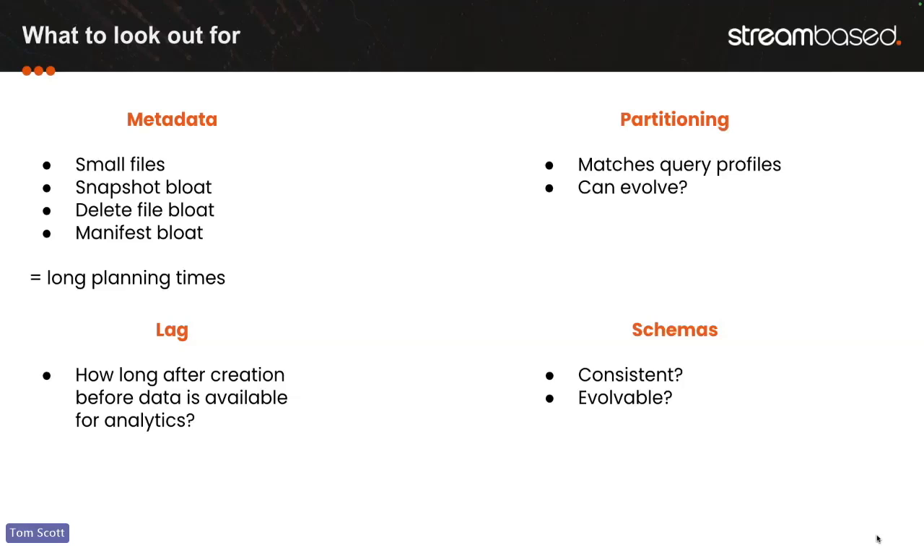And down at the bottom, we'll start looking at the real-time kinds of things that we want to look at. Number 1 is lag. What's the point of having a dashboard that's refreshing every minute if my data's like 20 minutes old? It's just a waste of time. So how long is it going to be after creation of a data point in Kafka before it's available in Iceberg? And finally, the dreaded schemas.